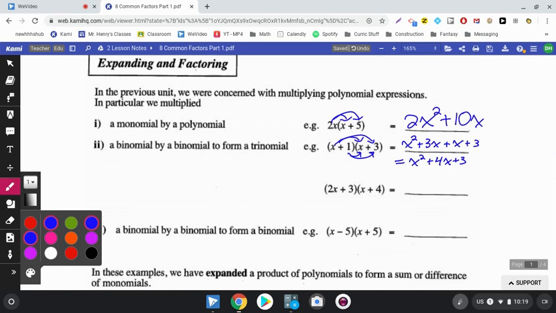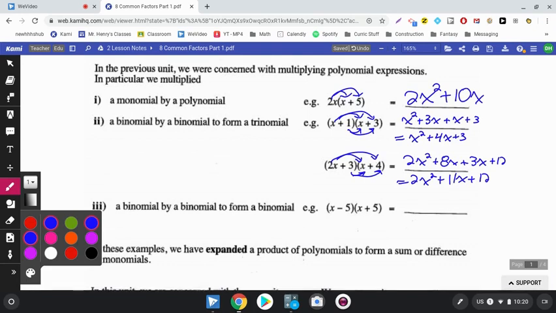Okay. And I can do the other examples. Distribute the 2x, which gives 2x squared plus 8x, and distribute the 3, which gives plus 3x plus 12. Combine your like terms, and we're good to go: 2x squared plus 11x plus 12. That is the exact same as the original product I started with.